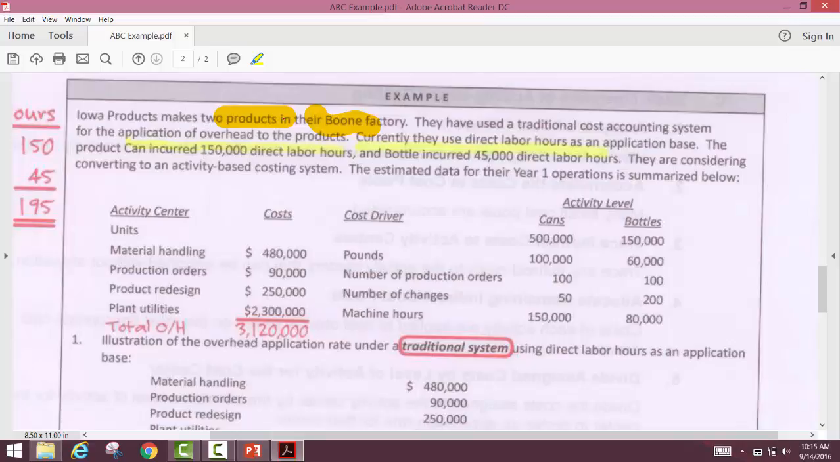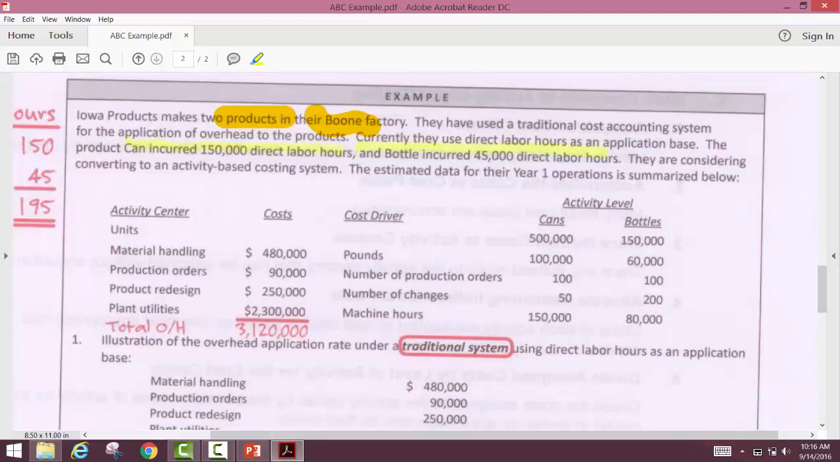We have our cost. This is our cost pool, $3,120,000, right? That's our cost pool. And then we look at our number of hours, and they tell us it was 150,000 hours for the cans and 45,000 direct labor hours for the bottles. So we add up the 150 plus the 45. That's 195,000 direct labor hours, right? And so what happens?